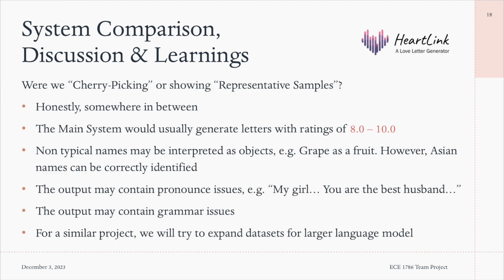To answer the question whether we cherry-pick our results, honestly, somewhere in between, because our main system would usually generate love letters with a rating from 8 to 10, so it's quite high, and the love letter is very good, basically. But we also noticed some issues. For example, if we enter Grape as a name, the model may consider it as a fruit. Secondly, the output may contain some pronoun issues, such as if it starts with "my girl", but later it can be "you are the best husband". So it's quite complex. And the third one is it may contain some grammar issues.